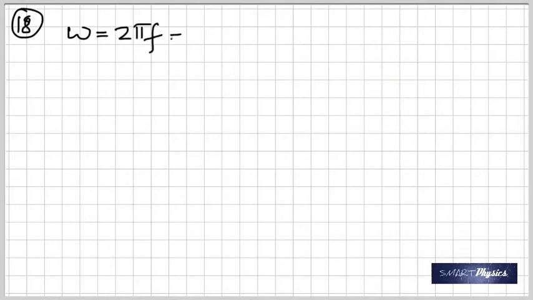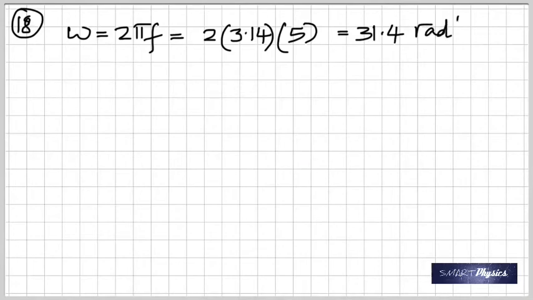Omega is 2 pi times f. F is the rotations per second, or the linear frequency. Omega is the angular frequency, and you get 31.4 radians per second. That is the unit of omega. Is that omega or W? Omega.